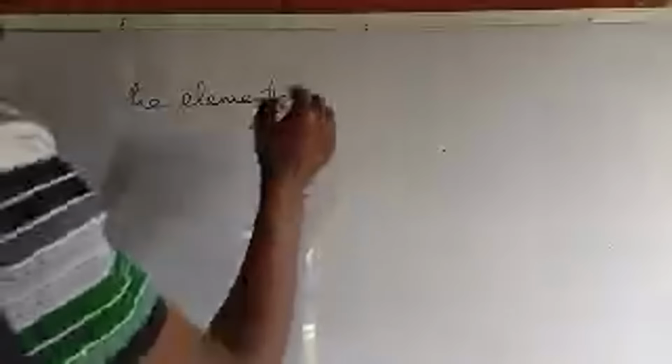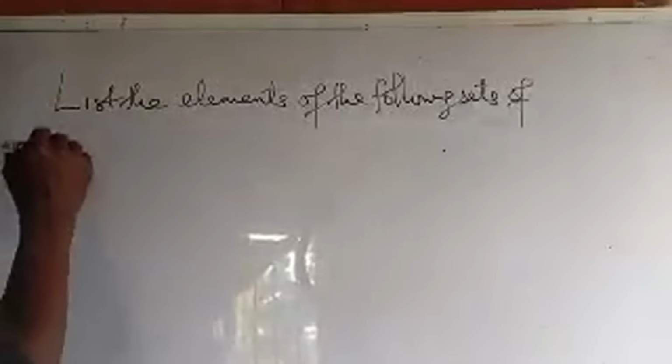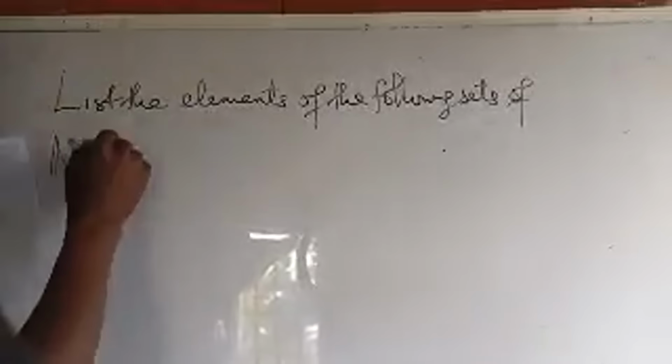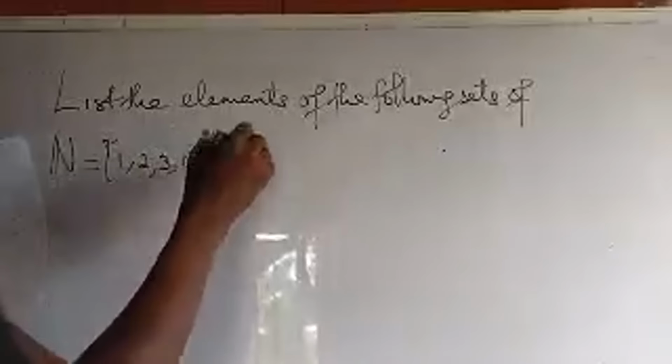Let's move on. Now, list the elements of the following sets. This is another question. List the elements of the following sets. Of natural numbers. Let me write this one here. Set of natural numbers, which are 1, 2, 3, 4, and so on.